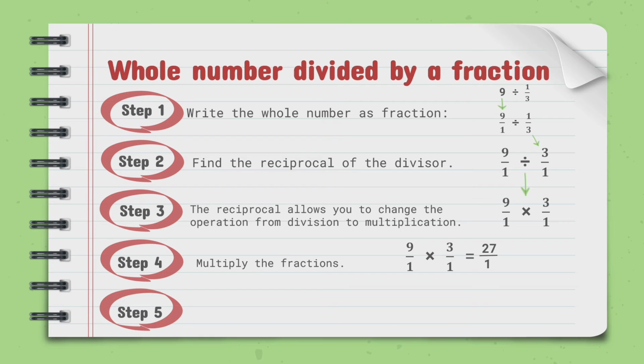Alright, so let's proceed to step 5. Write the answer in simplest form. So this is not yet the final answer, the 27 over 1, so we have to simplify. From 27 over 1, this time it's just like 27 divided by 1. So the answer is whole number 27. The simplest form of the answer, the quotient, is 27.